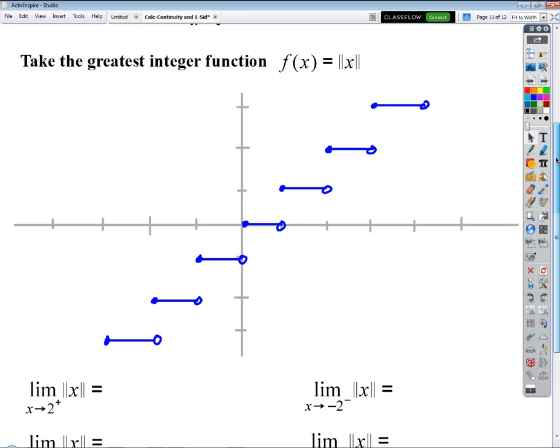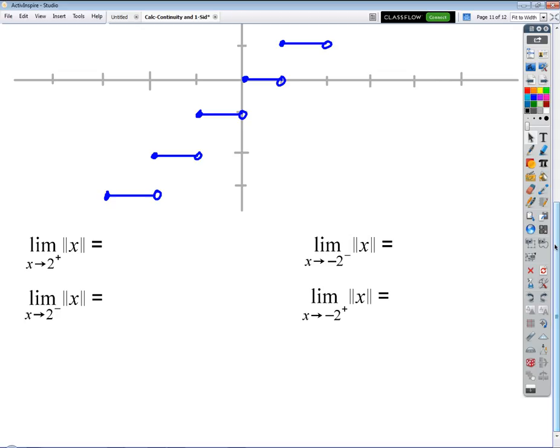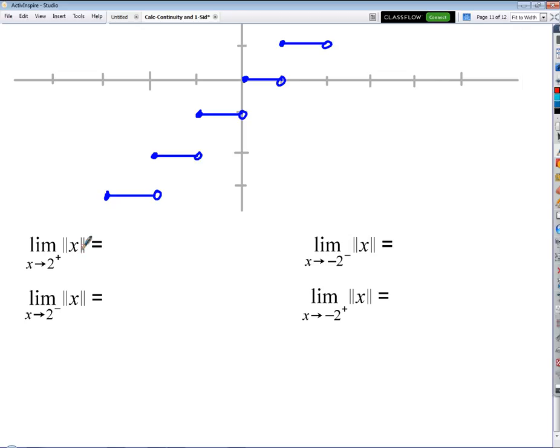So then, real quick, give me the answers to these. 2. Okay. Everybody agree? The limit of the greatest integer of x as x approaches 2 from the right, think 2.0001 or something, right? Is going to be 2, because I'm putting in a number slightly bigger than 2, so the greatest integer that's less than or equal to that is 2.